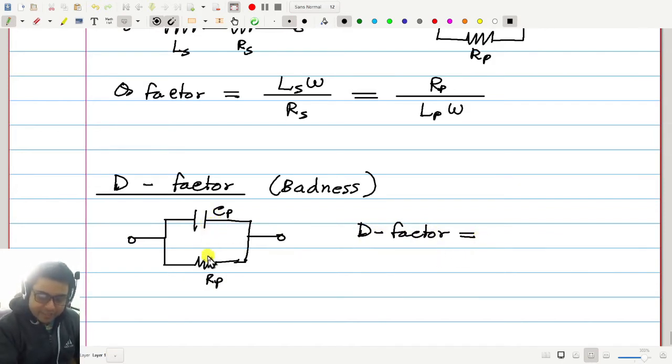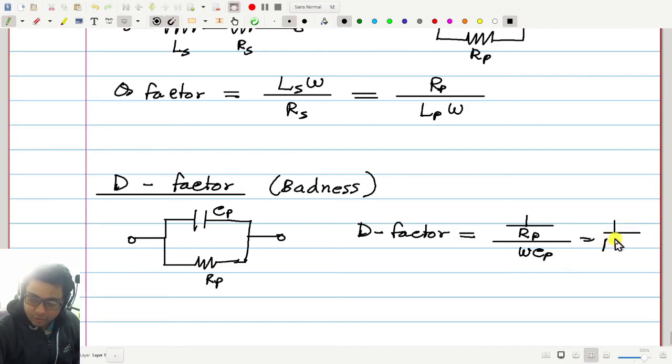So for a bad capacitor, this conductance should be higher or lower compared to this? Conductance should be higher. Conductance should be higher, resistance should be lower, as a measure of badness. So we can write this as 1 over Rp, this conductance, divided by this conductance, which is omega Cp. That will come out to be omega Rp Cp.